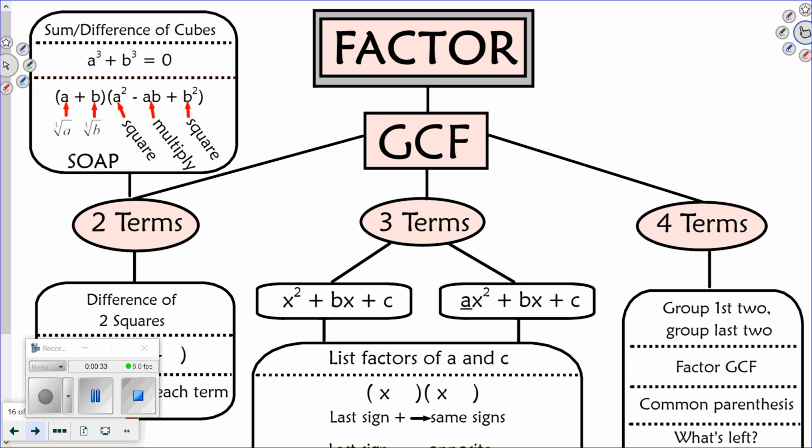And then we also talked yesterday about four terms. So group first two, group last two, factor GCFs. You're going to have a common parenthesis and then what's left over. All right, so that's on your flow chart. It's on a colored paper, which means what? On the final exam, not the test, final exam. Okay.